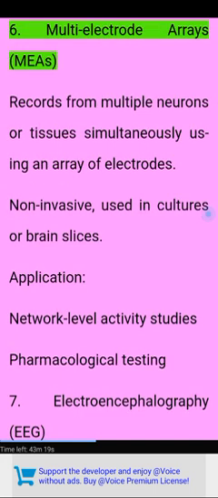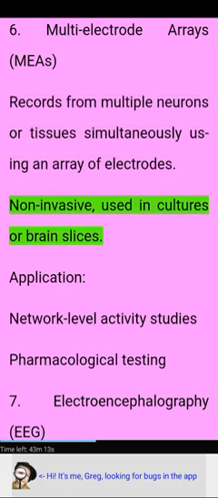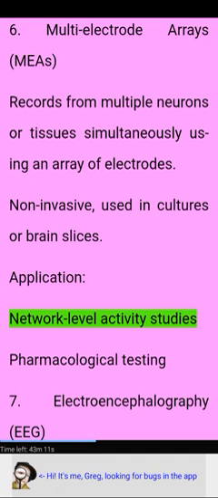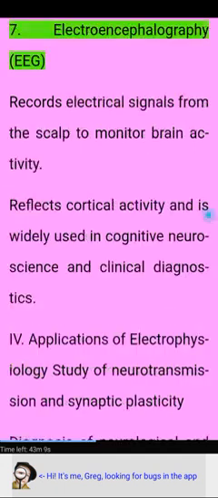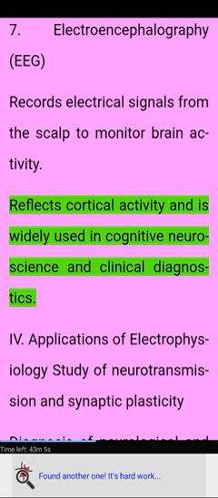6. Multi-electrode arrays, MEAs. Records from multiple neurons or tissues simultaneously using an array of electrodes. Non-invasive, used in cultures or brain slices. Application: network-level activity studies, pharmacological testing. 7. Electroencephalography, EEG. Records electrical signals from the scalp to monitor brain activity. Reflects cortical activity and is widely used in cognitive neuroscience and clinical diagnostics.